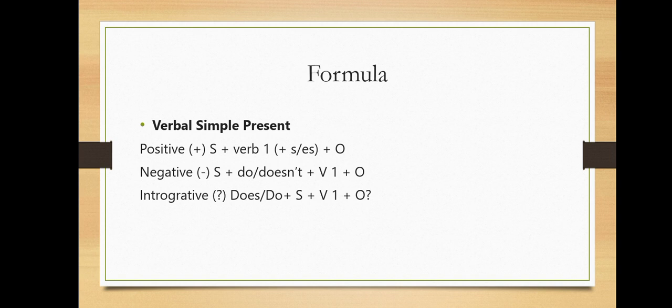Formula: verbal simple present. Positive: subject plus verb 1 plus s or es plus object. Negative: subject plus do not or doesn't plus verb 1 plus object. Interrogative: does or do plus subject plus verb 1 plus object.